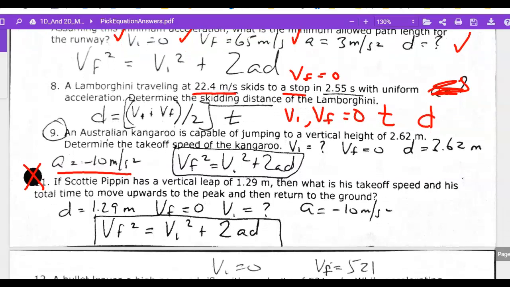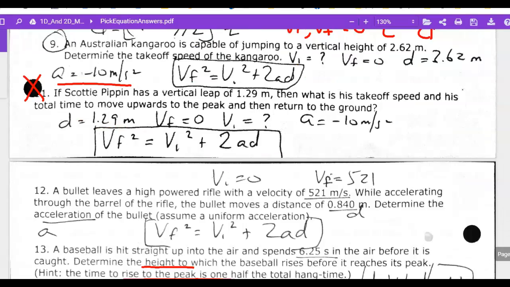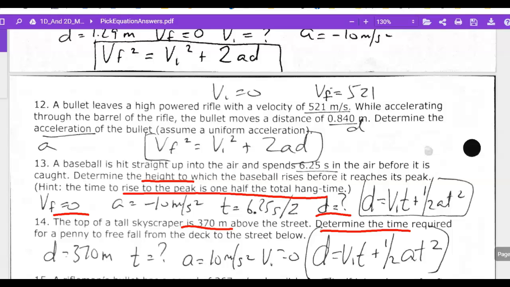Good. All right. Now did I X this one out? Yep. Okay, then we'll go to 12. A bullet leaves the rifle at, well, that's Vf. It starts at 0 and leaves at 521 meters per second. It accelerates in the gun for that distance. I have to assume a bullet starts at 0. They didn't tell me that, but I have to use my common sense. Vi equals 0, Vf is 521, there's the distance. What is the acceleration?